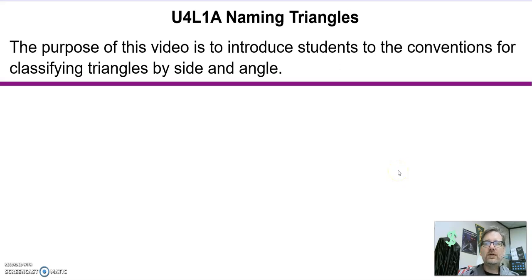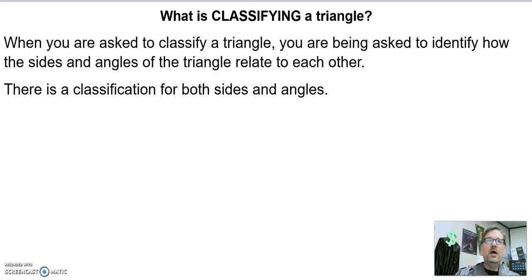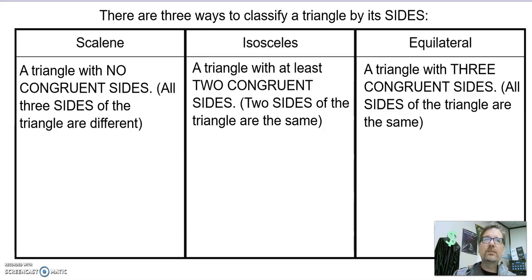Hey everybody, what we're going to talk about today is how we name or classify triangles. We classify triangles by both sides and by angles. When I'm asking you to classify a triangle, I'm going to ask you to identify how the sides and angles of that triangle relate to each other. Are they the same as each other? Are they different from each other? And there's going to be a classification for both sides and angles.